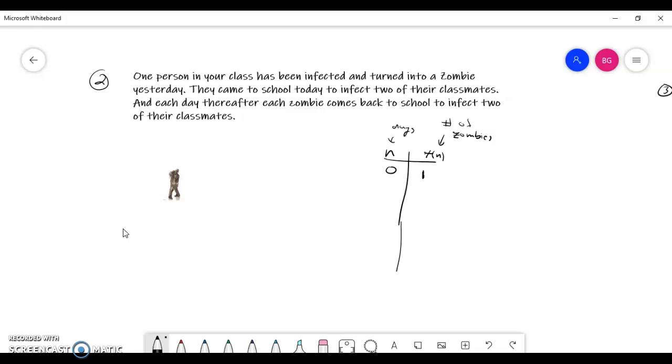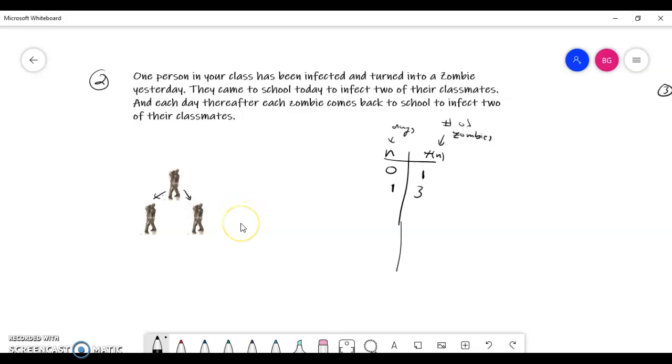We have 1 zombie. And it says each day they infect 2 people. So he comes back to school and infects 2 people. So I'm going to infect 2 more people. So on day 1, he's already infected these 2 people. Day 1, he's gone boom, and boom, he's infected these 2. So on day 1, we have how many total zombies? Well, in this case, we have 3 zombies on my screen. We'd have 3 total zombies.